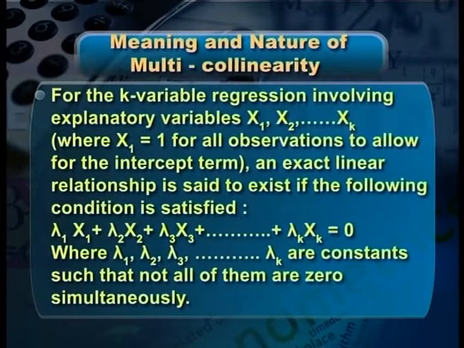For the k variable regression involving explanatory variables like x1, x2 up to xk, where x1 is equal to 1 for all observations to allow for the intercept term, an exact linear relationship is said to exist if the following condition is satisfied. That is, lambda 1 x1 plus lambda 2 x2 plus lambda 3 x3 and so forth plus lambda k xk is equal to 0, where lambda 1, lambda 2, lambda 3 and so forth up to lambda k are constants such that not all of them are 0 simultaneously.